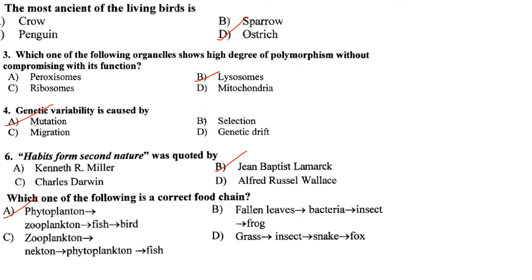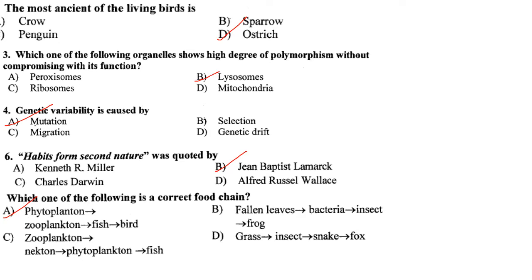Which one of the following is a correct food chain? Phytoplankton, zooplankton, fish and bird is the correct food chain. What is a food chain? The process of transfer of energy from producer through a series of organisms, that is primary consumer to secondary consumer, from secondary consumer to tertiary consumer by the process of eating and being eaten, is known as food chain.